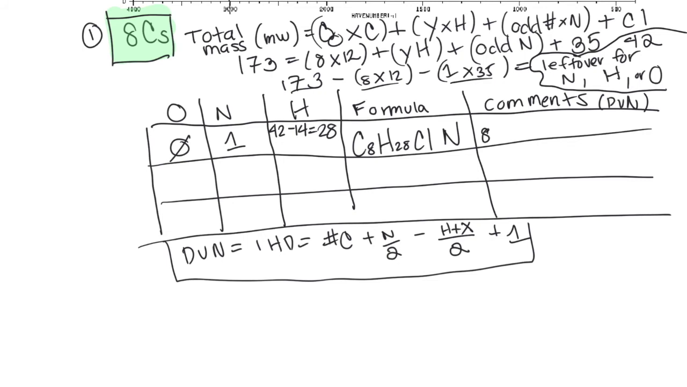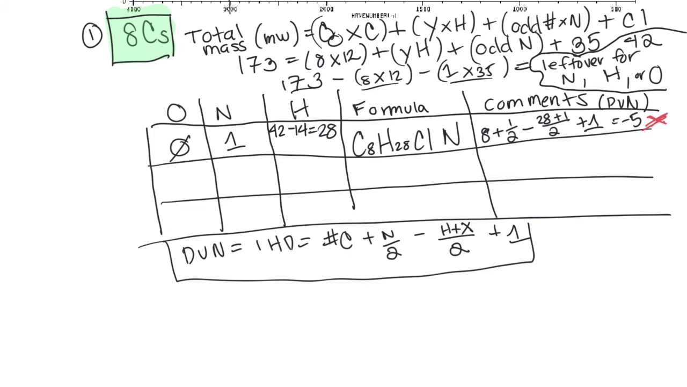So this formula, 8, plug and chug, plus n over 2, so 1 over 2, minus h plus x over 2. Well, h is 28, 1 chlorine, over 2 is 29 over 2, plus 1. Work that out, I urge you to plug that in, you're going to get -5. That's not possible, so this is an unreasonable formula. We are not going to use that formula. We have to keep going, keep trying until we get something more reasonable.